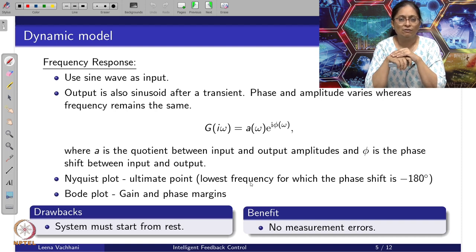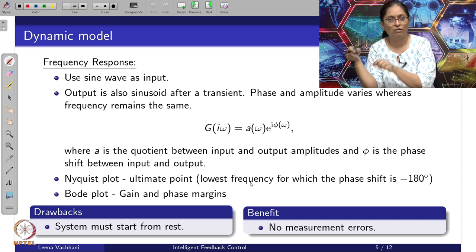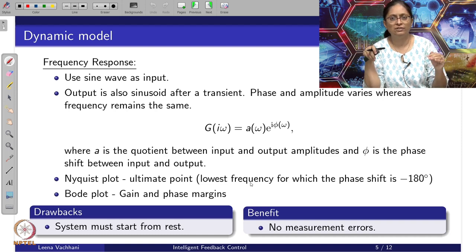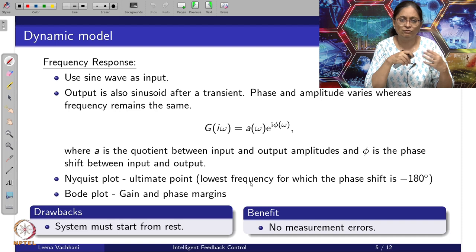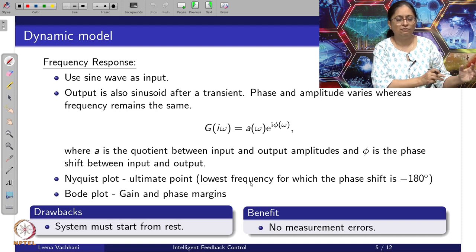Whereas the frequency way of identifying the model has a disadvantage that the system must always start from rest. So here, the system is starting from rest, we apply the sinusoid, record the sinusoid values in the steady state, switch it off, once again apply a different sine wave of a different frequency, and record the output. This way, every time one has to make sure that the system is starting from rest.